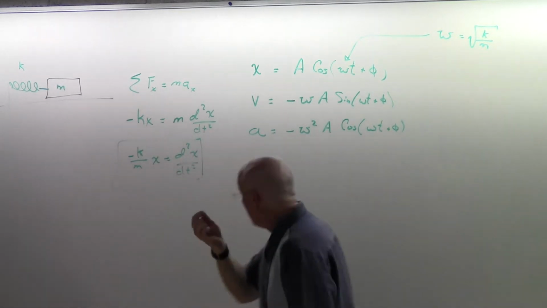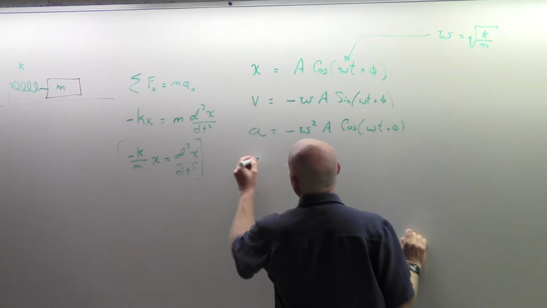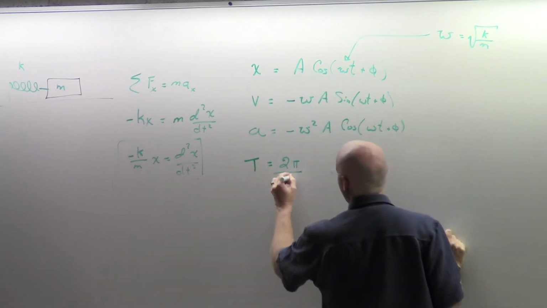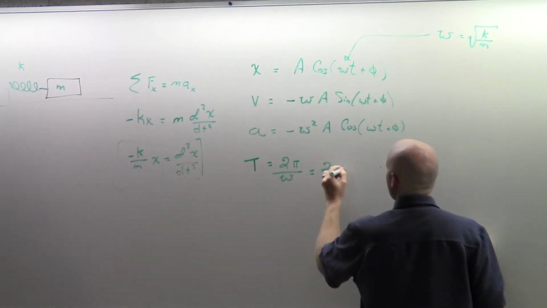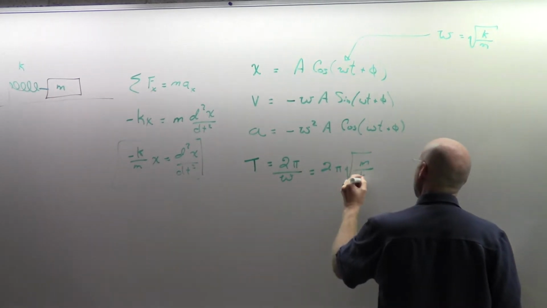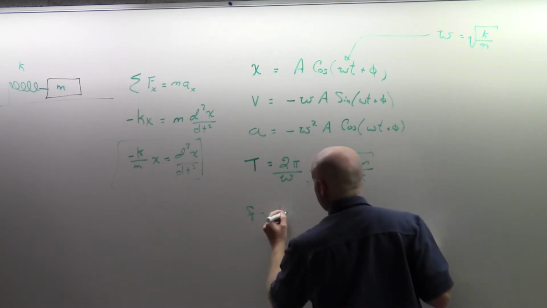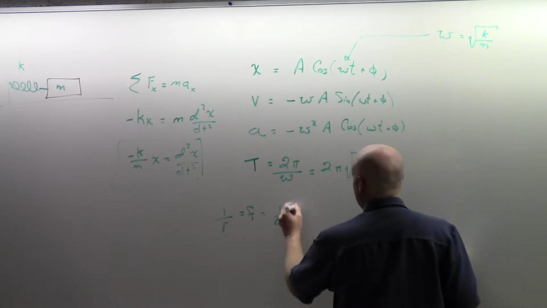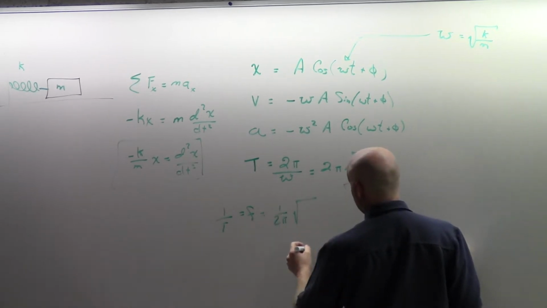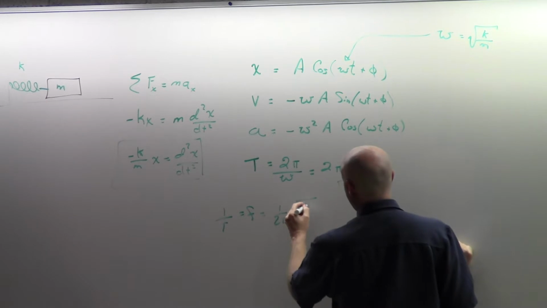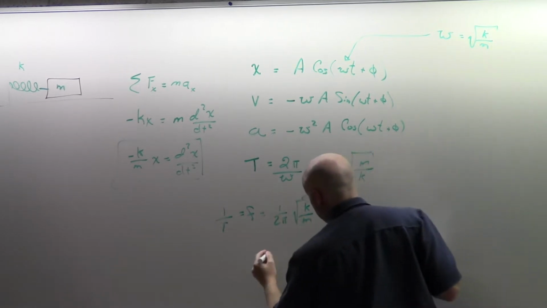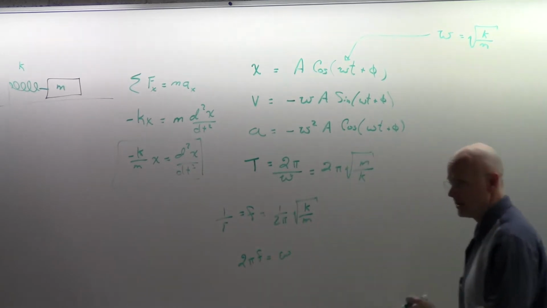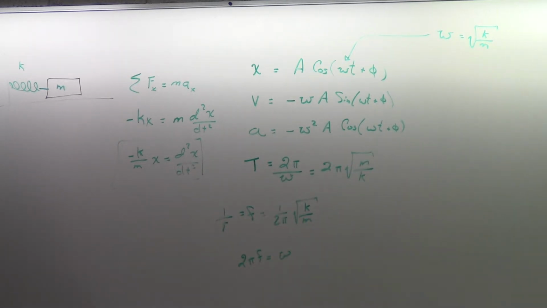We continued this to say, okay, what would be the equation for the period, which we said comes out to be 2 pi over omega, which is 2 pi times the square root of m over k. We said what would be the frequency. The frequency is the reciprocal of the period, and that would be 1 over 2 pi times the square root of k over m, or put another way, 2 pi times the regular frequency, if you will, is equal to the angular frequency.